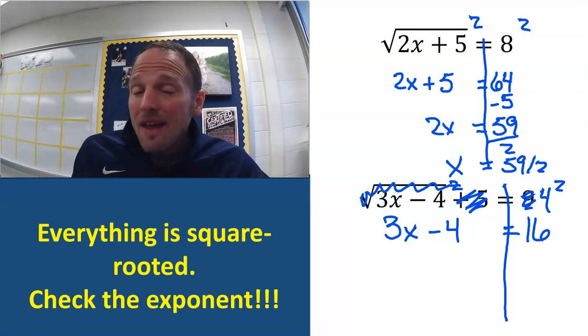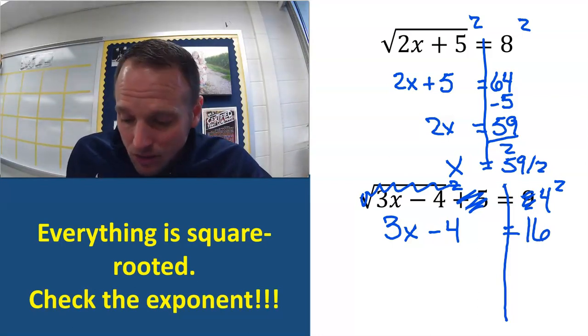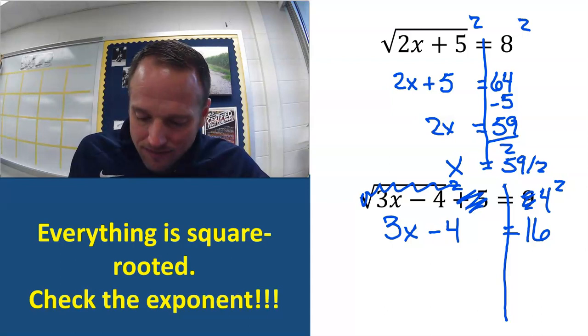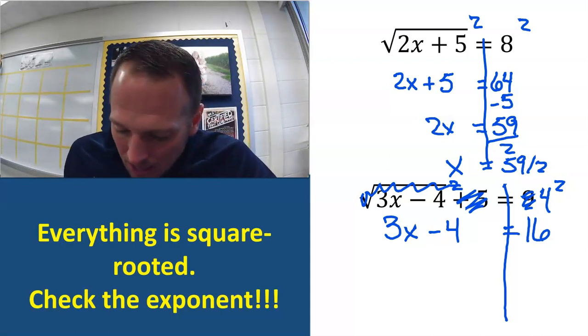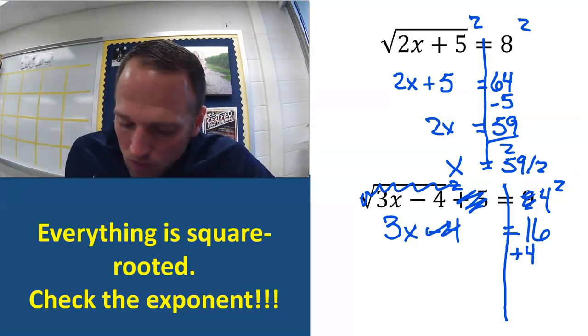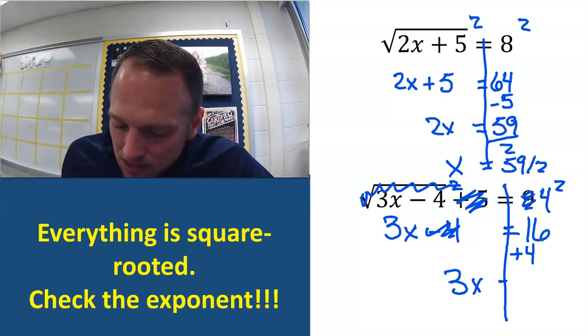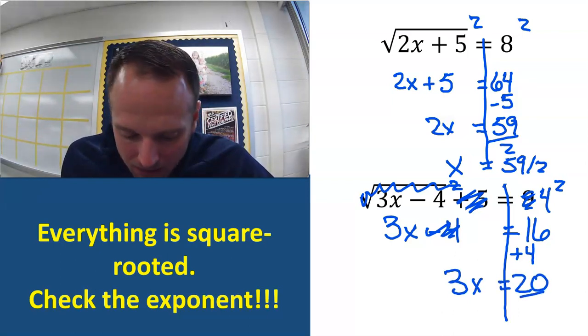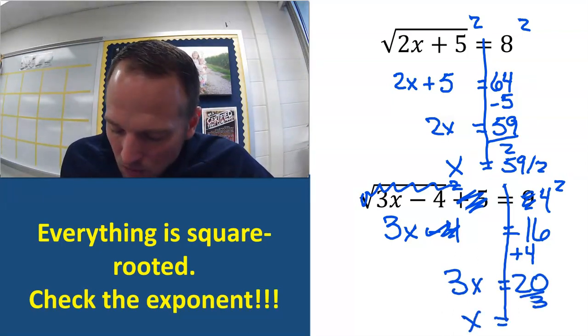Again, I only have half an answer here. So I don't need another negative 16. I've only got one, sometimes not even that. Add the 4 over, 3x equals 20. Divide by 3, x equals 20 over 3.